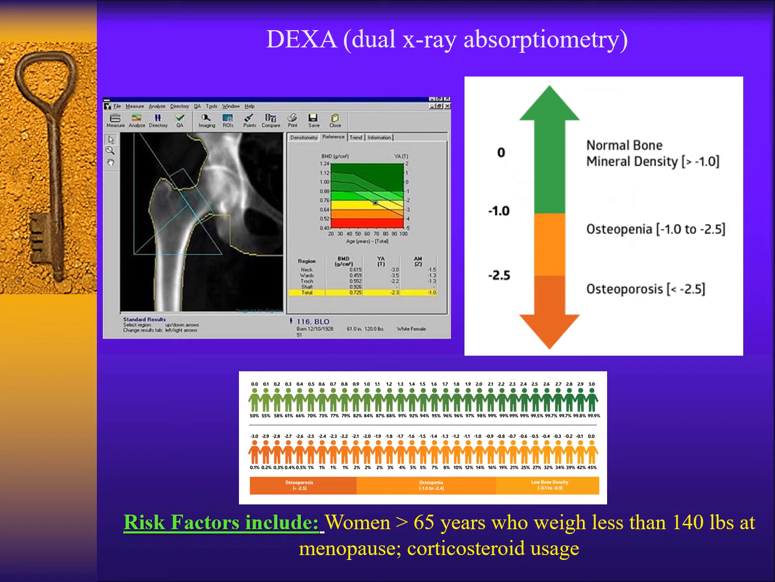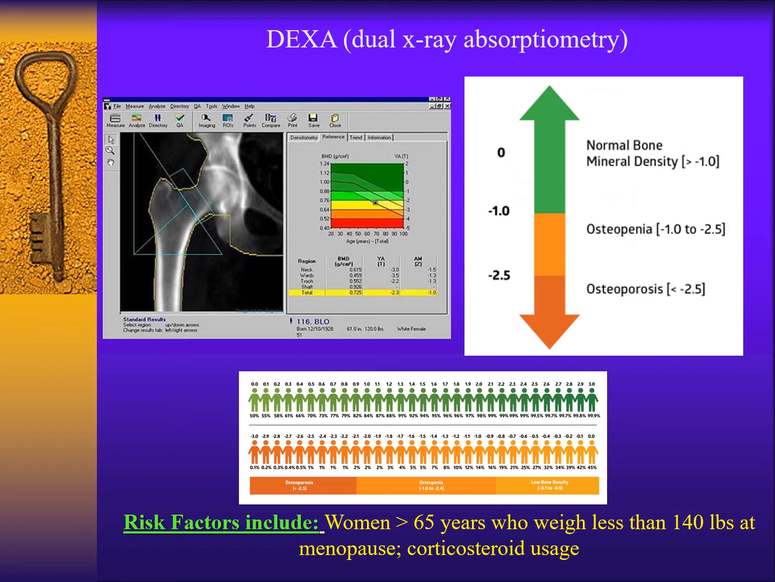And so what are some of the risk factors that we see as contributing to osteoporosis? Women who are over 65 years of age and who weigh less than 140 pounds at menopause. And part of the concern with menopause is that after menopause we see less of the female hormones, estrogen and progesterone, and those play a key role with bone mineral density. Corticosteroid usage as well is another factor that could potentially influence bone density. So if we see women who are older, whose body habitus is a little more slight, these are individuals who are going to be at higher risk for osteoporosis.